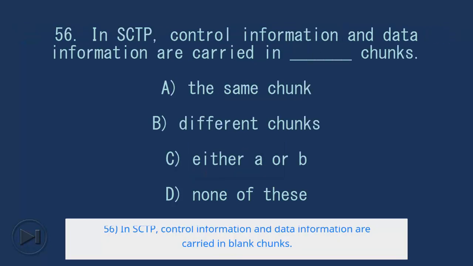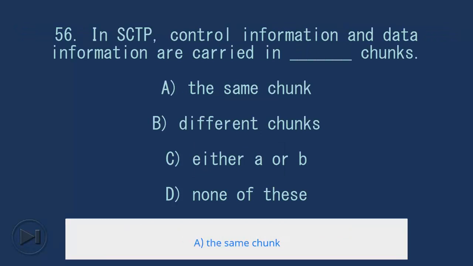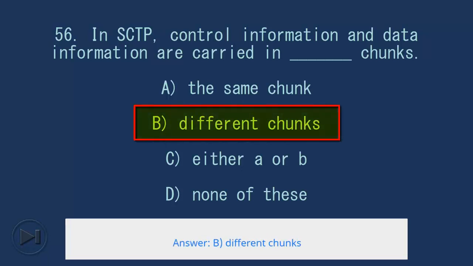56. In SCTP, control information and data information are carried in blank chunks. A, the same chunk. B, different chunks. C, either A or B. D, none of these. Answer, B, different chunks.